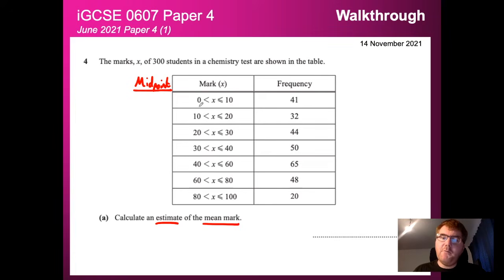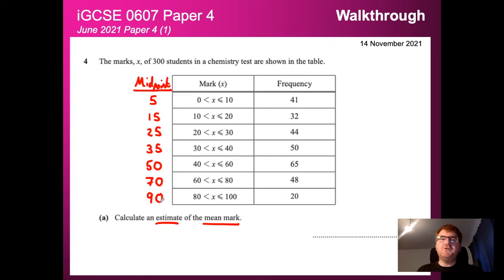So we're looking for halfway between 0 and 10. That is going to be 5. Halfway between 10 and 20 is 15, and so on. So we go through this process like so. However, you do have to be careful. So the halfway between 40 and 60, that's going to be 50. So watch out for that sneaky trick where they change the class widths. Between 60 and 80, that's going to be 70. And then finally between 80 and 100 is 90.